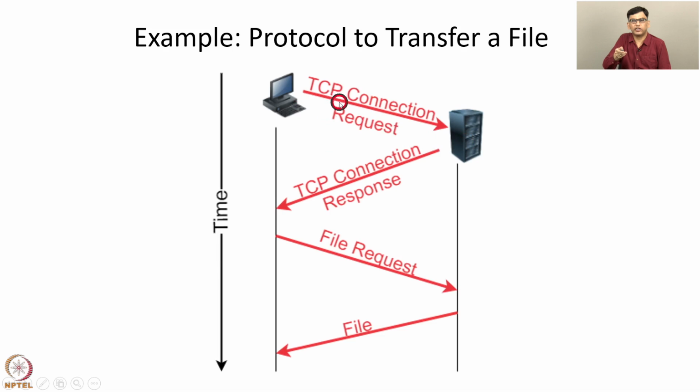So first, via these two messages, a connection is set up, and then the client requests a particular file from the server, and then the transfer of the file starts from the server to the client. That is shown by this arrow. So this shows a simple protocol to transfer a file from a server to a client.